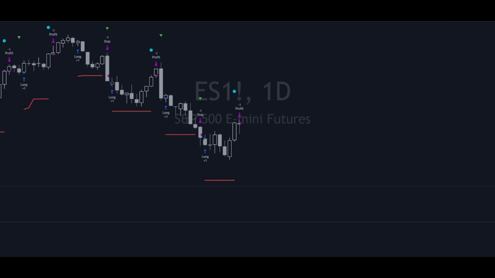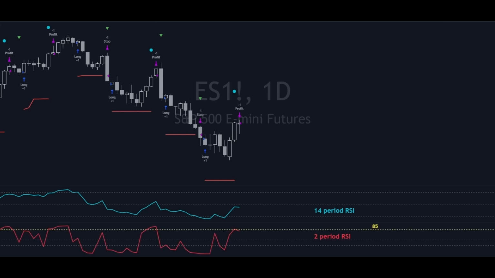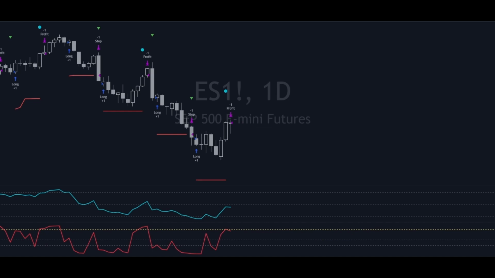As the name suggests, in this strategy we need 2 RSIs. The first RSI is a simple 14-period RSI, and the second RSI is a 2-period RSI. Now, I've marked off 85 on the 2-period RSI because this is an important threshold for the strategy exit. And now the entry rules for the strategy.